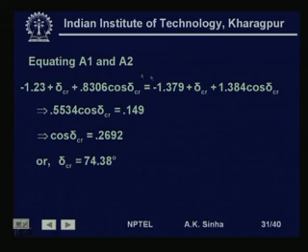So, equating these two, A1 and A2, we get this relationship, delta critical will cancel out, from which we will get 0.5534 cos delta critical is equal to 0.149, from which we will get cos delta critical is equal to 0.2692, and from which we will get delta critical is equal to 74.38 degrees. So, this way we can calculate the critical clearing angle. So, this is how we use the equal area criterion for transient stability analysis of the system.